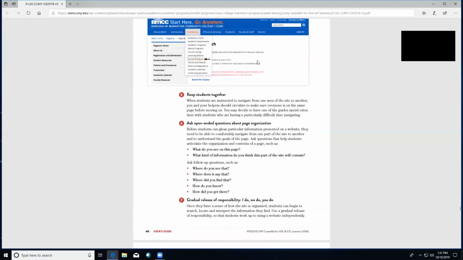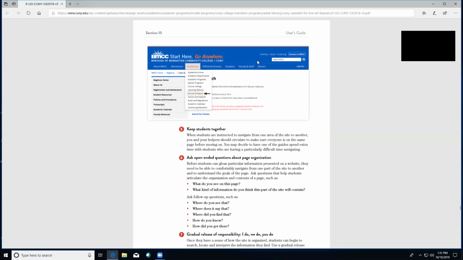Before you do any of that, one thing that I like to do that helps ground students in what they're looking at is, before you ask them to click on anything, to ask a series of open-ended questions that helps them get grounded and analyze what they see before them. So you might ask questions like, what do you see on this page?